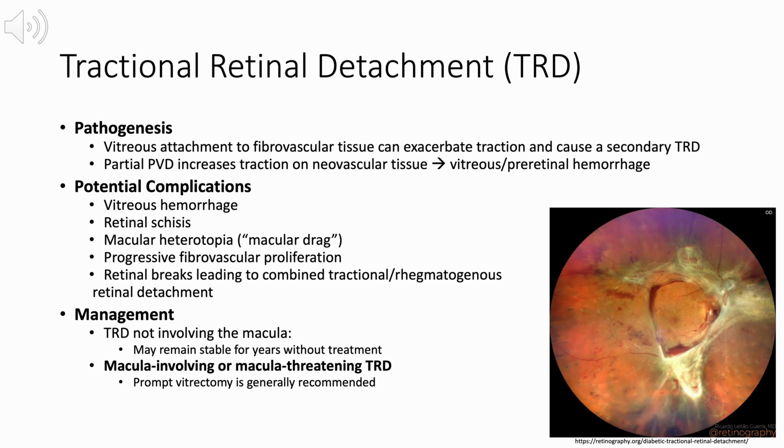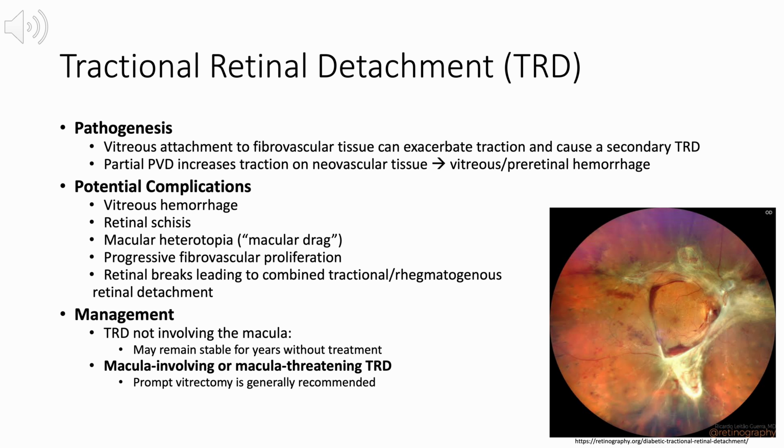The potential complications include vitreous hemorrhage, retinal schisis, macular heterotopia or macular drag, meaning displacement of the macula from its normal anatomic position by contractile forces, progressive fibrovascular proliferation, and retinal breaks leading to a combined tractional and rhegmatogenous retinal detachment. Management depends critically on macular involvement.